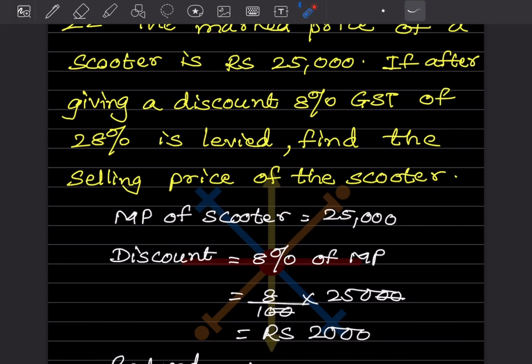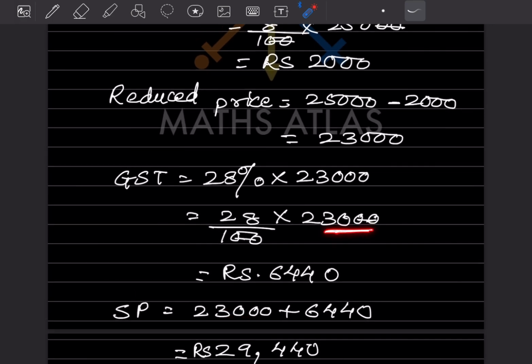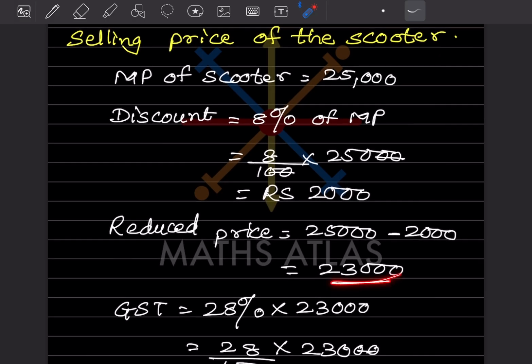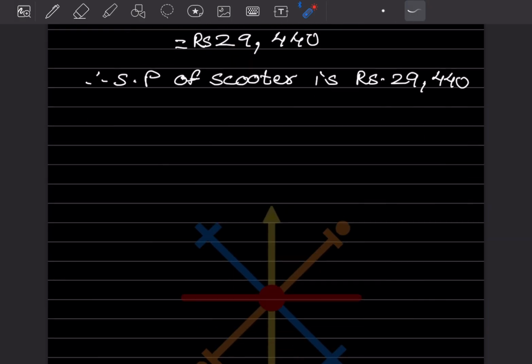And now we want the selling price. So here we got the reduced price is 23,000 and the GST is 6,440. So that will be 29,440.